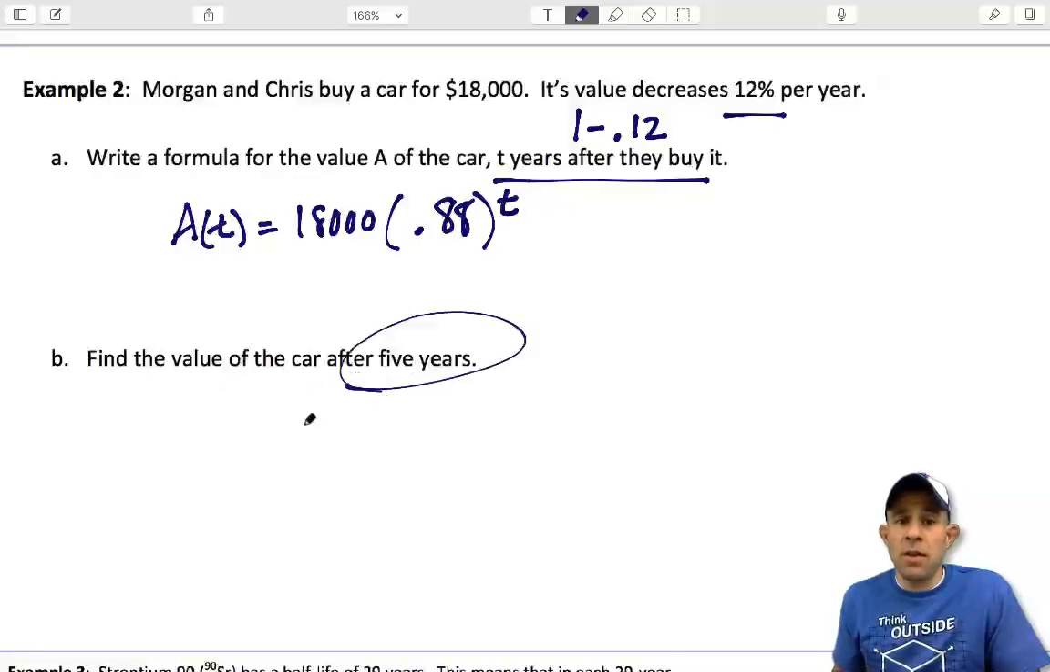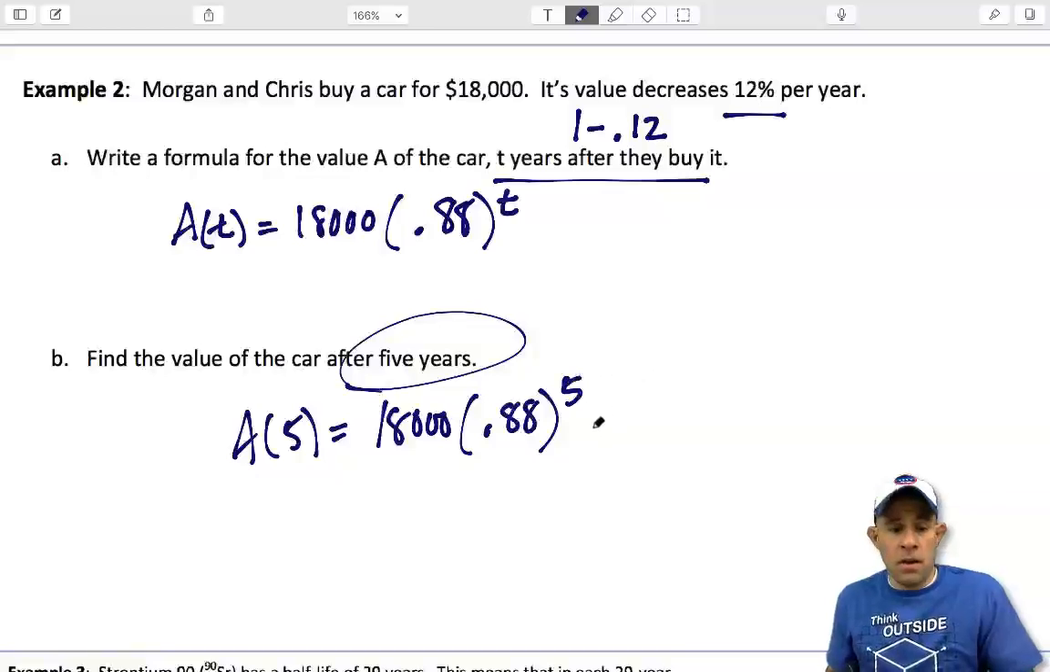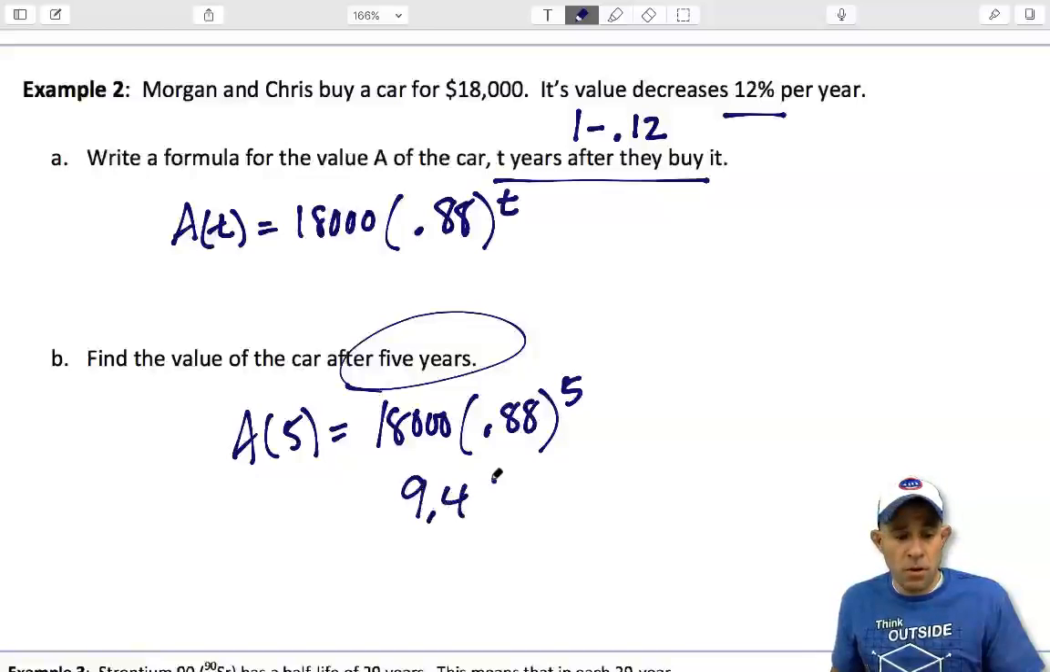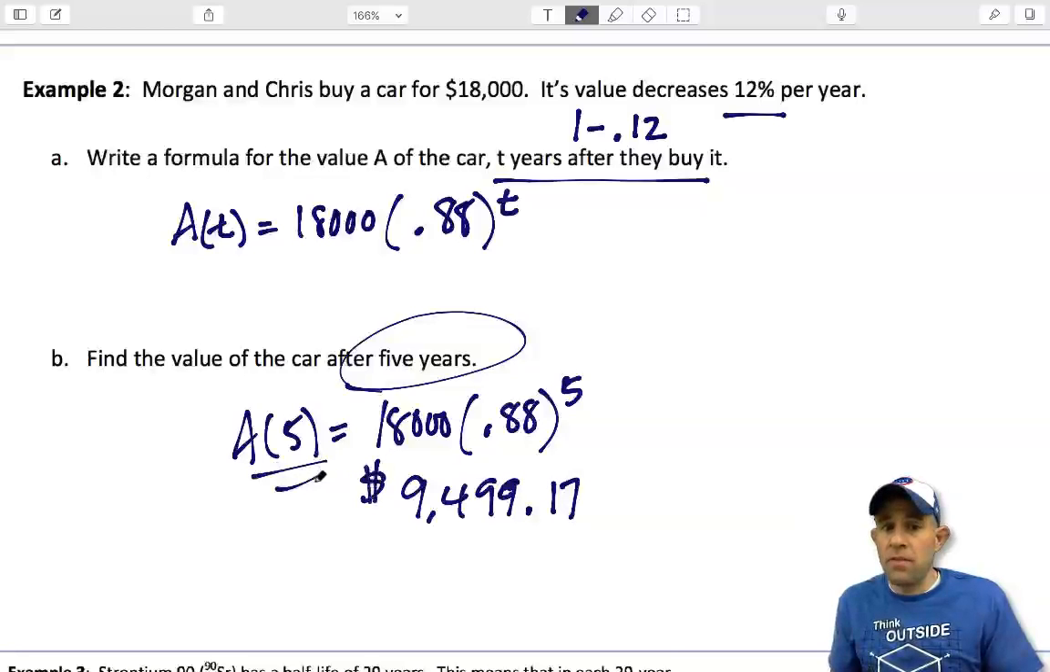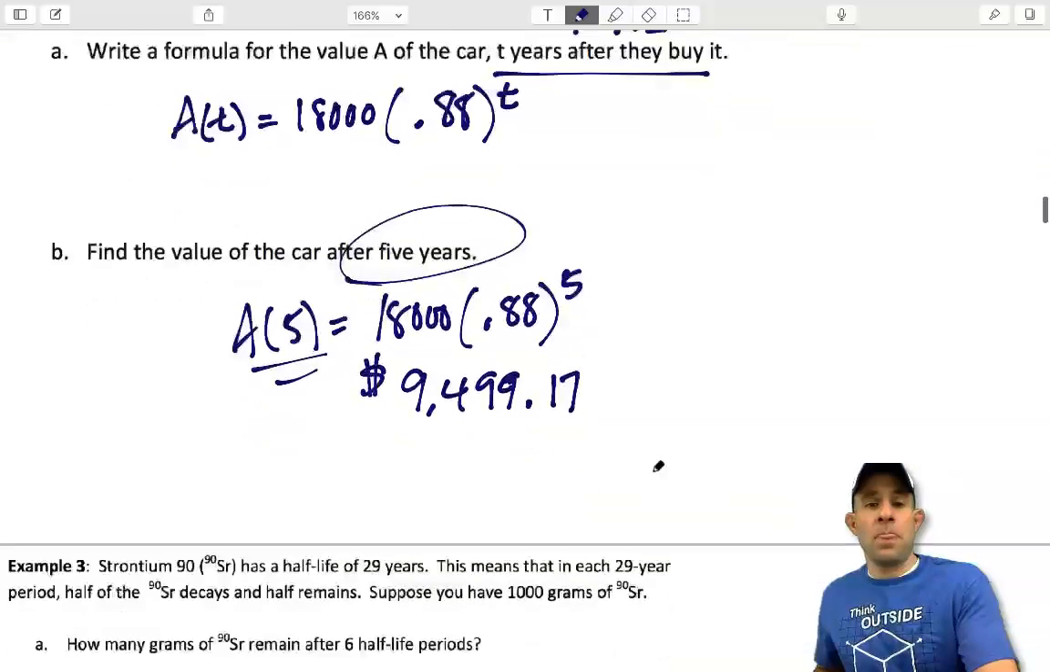So find the value again in 5 years. So a of 5 here is my 1,800 times 0.88 to the 5th power. And when we punch that into our calculator, we get $949.17. So again, in 5 years, you've lost half the value of your car almost.